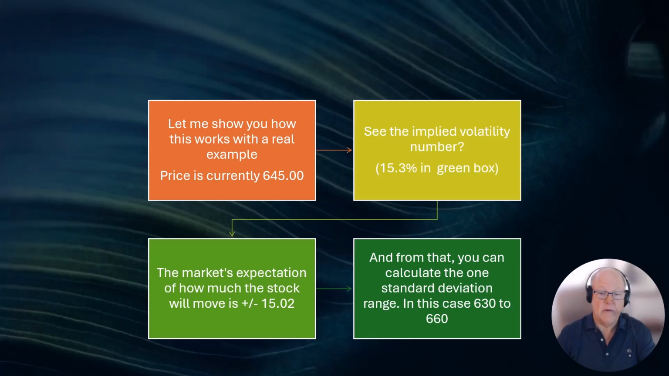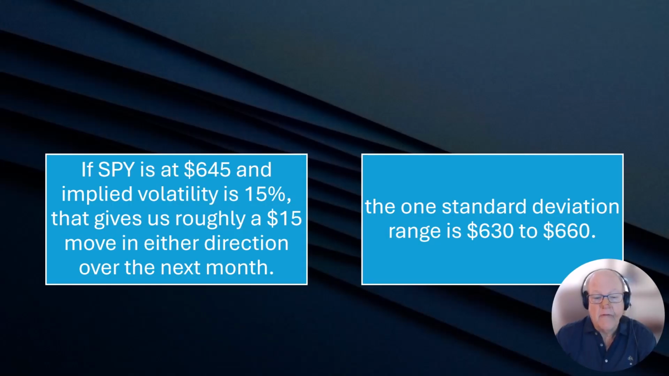Pretty simple. And that's really all we have to concern ourselves with. And as you can see, it's right there in the option chain. So if SPY is 645 and the implied volatility is 15%, we get roughly a plus or minus $15 move in either direction, a total range of $30. So that's the one standard deviation range.